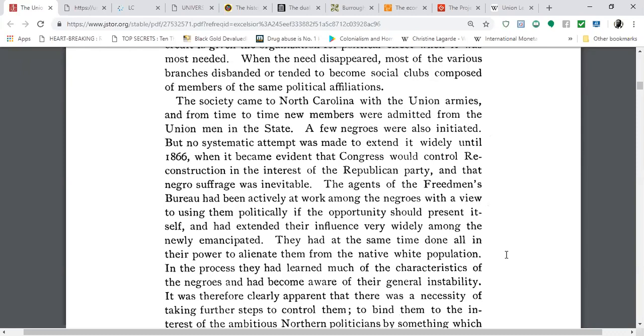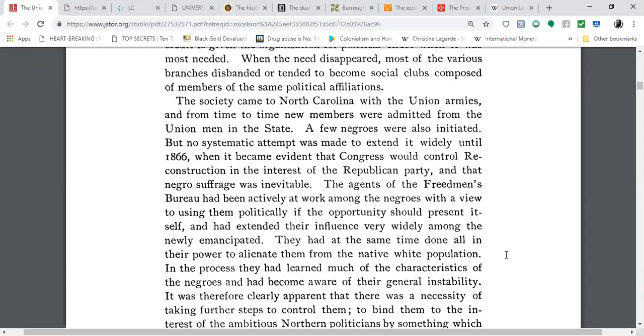A few Negroes were also initiated. Remember, this is a secret society, okay? A few Negroes were also initiated, but no systematic attempt was made to extend it widely until 1866, when it became evident that Congress would control the Reconstruction interests of the Republican Party, and that Negro suffrage, meaning the vote, was inevitable.